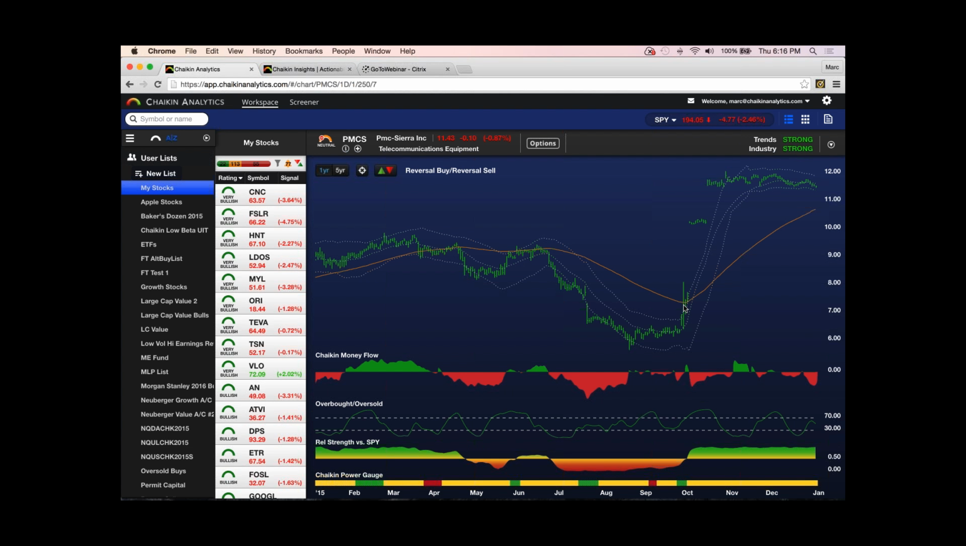Power Gauge was bullish, unusual options activity that I know Bob spotted, and a huge opportunity to make money on the long side. So that's just one example of the two disciplines converging. I think it's really powerful.